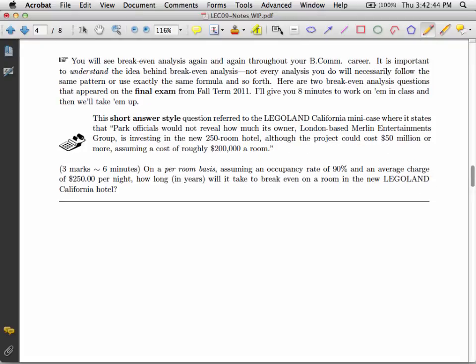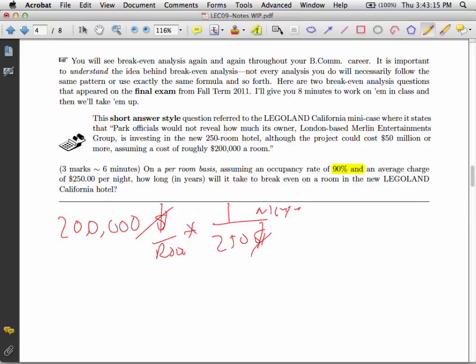And we had a couple of questions from old final exams. The trick to this one is this 90% factor tossed in there, but it's pretty straightforward. We have $200,000 per room times 1 over $250 per room per night. Dollar signs go away, and we get 800 nights.